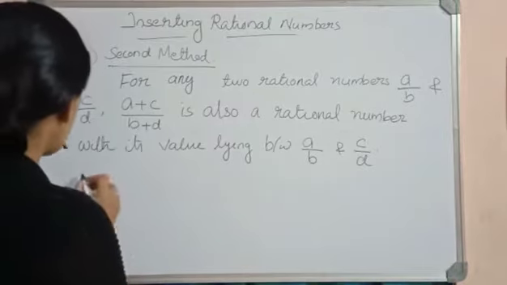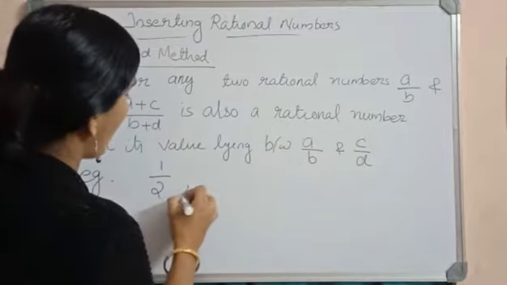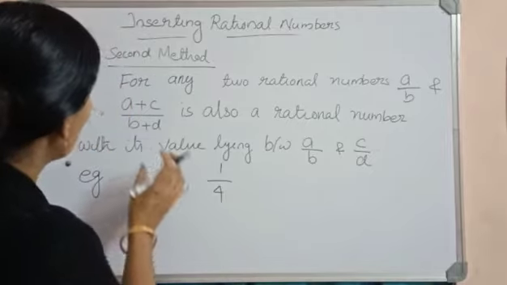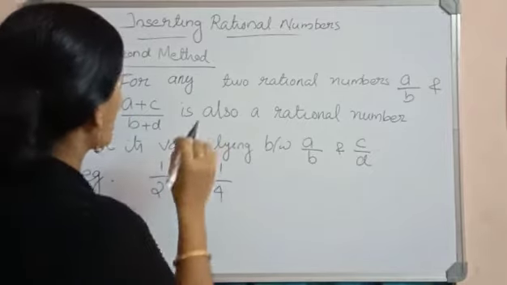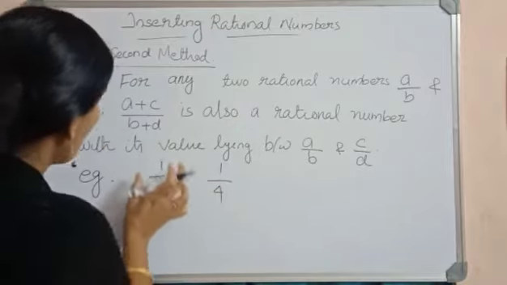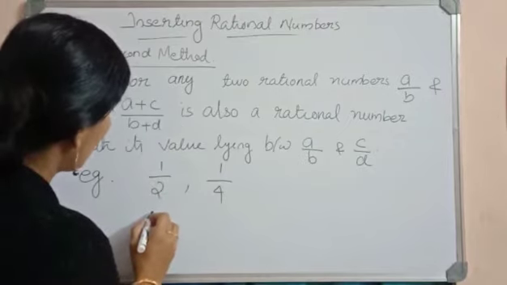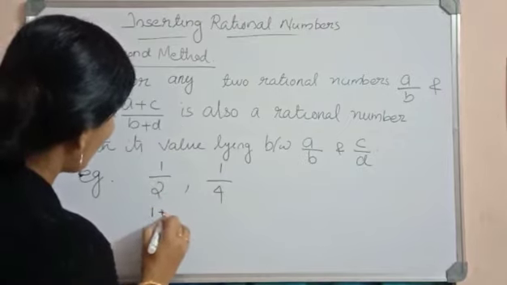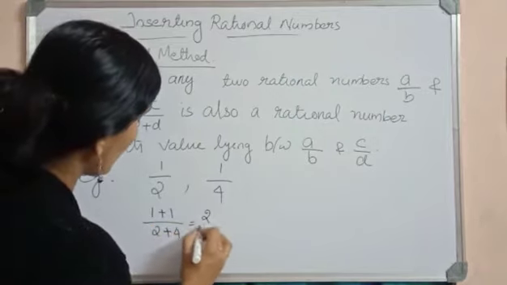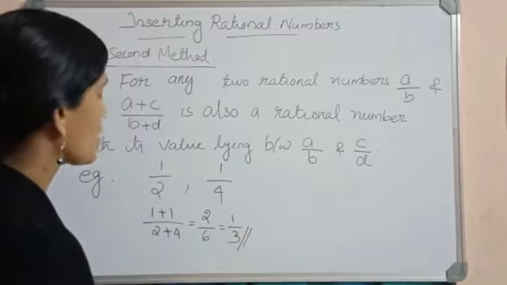Let's consider an example. 1 by 2 and 1 by 4. These are the two rational numbers. And here we can find a rational number which is lying in between these two numbers. So according to this method, the rational number is (1 plus 1) by (2 plus 4), and that is the same as 2 by 6, which is equal to 1 by 3. This is the rational number we are getting.